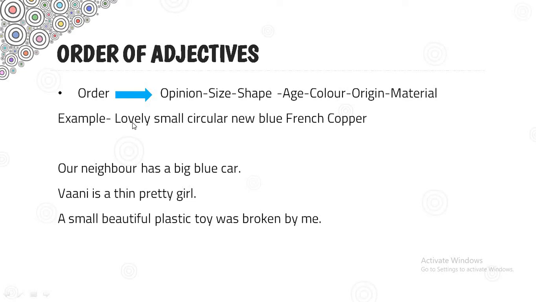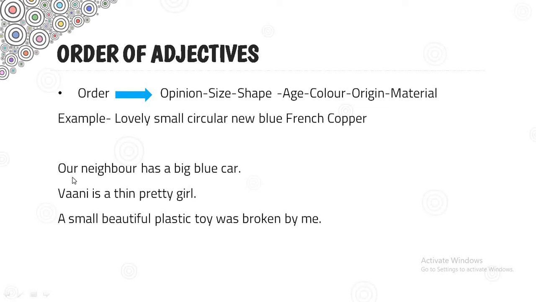Let us have an example. Lovely, small, circular, new, blue, French copper vase. So if you are using these many adjectives in a sentence, they should be placed in terms of opinion, size, shape, age, color, origin and material. We cannot make a zigzag position and place them. It has to come in the particular sequence.